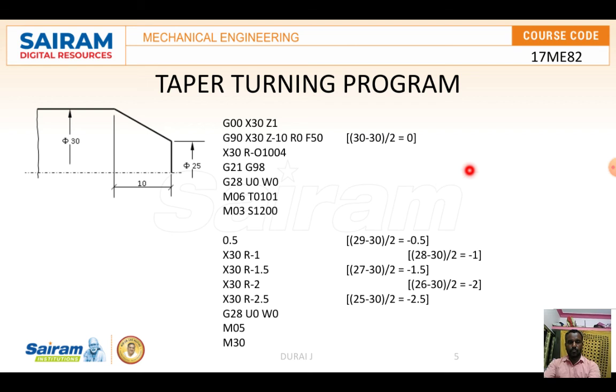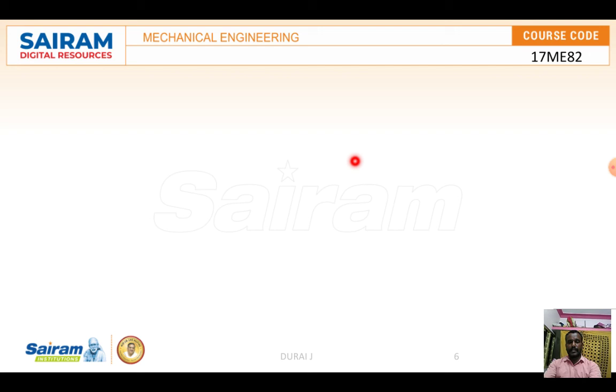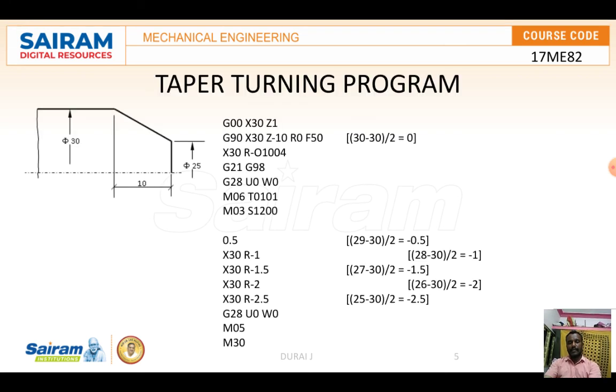First initially, how will the tool movement take place? The tool comes over here, moves over here, then comes to one point, moves over here, like this. So initial dia 29 minus 30 divided by 2, minus 1 by 2, so minus 0.5. So 28 by 2, minus 2, so minus 1. 27. So like this we are going to take over here in this program. Finally we are going to get the final. Okay, so this is about the taper turning program.